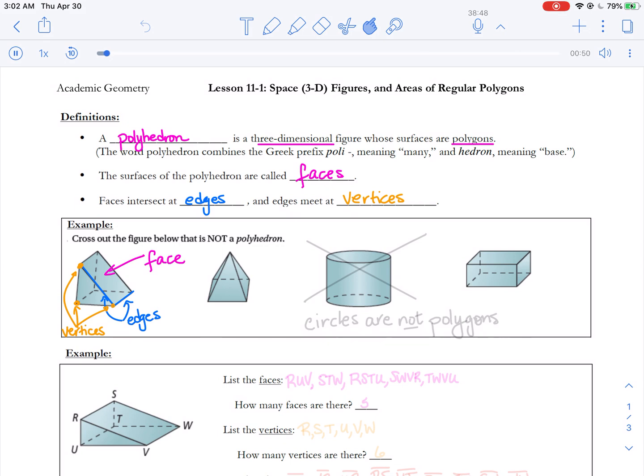So which one of those shapes is not a polyhedron? Okay, why not? It doesn't have edges or vertices. What part of the definition is violated? A polyhedron is a three-dimensional figure whose surfaces are polygons. Yeah, so what's not a polygon? Circles are not polygons. So the third one is not a polyhedron because it's got circles, and circles are not polygons. So polyhedrons won't have any kind of curves in them.